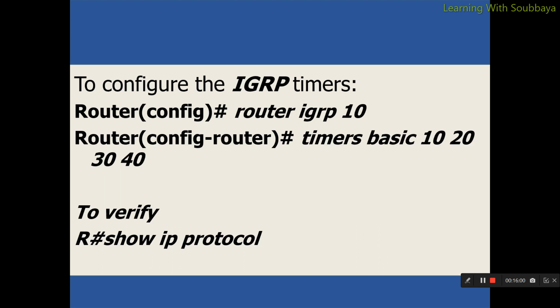So how do we configure the timers here? Same as the commands we applied in the RIP protocol: router IGRP 10, then timers basic. First the update timer, then invalid timer, hold on timer, and flush timer. This is the command for changing the timer values. If you want to remove the timer values, what command can we apply? Put no in front of timers basic: router IGRP 10, no timers basic.